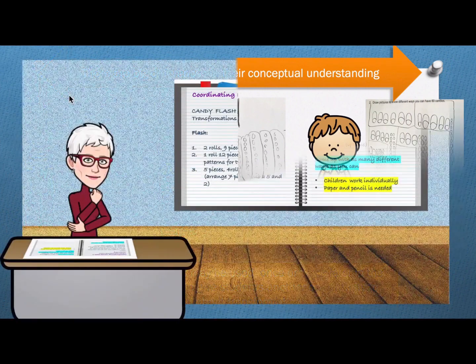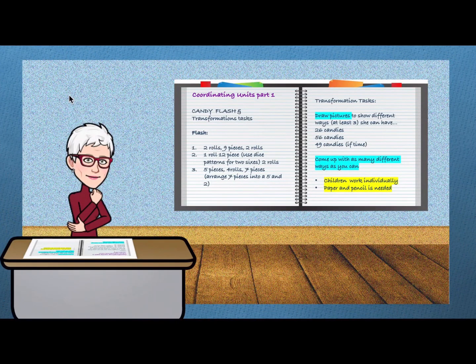A typical lesson at this time in the sequence might begin with 2 or 3 candy flash tasks, followed by several transformation tasks. The limiting factor about how much to include in a lesson is how much time is needed for thorough discussions of the tasks used.